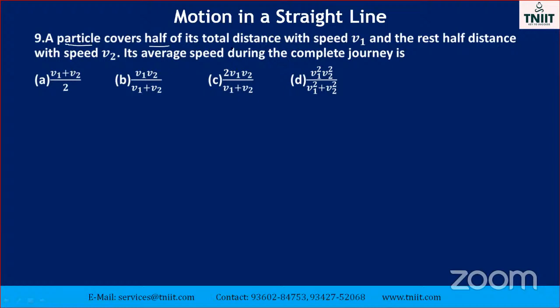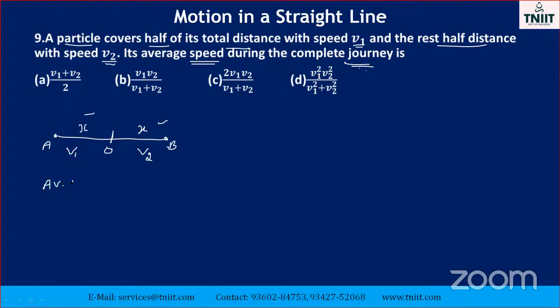A particle covers half of the total distance with V1 and the rest of the distance with speed V2. What is the average speed during the complete journey? Students, as I said, if I say this is A and this is B, half of the journey means the distance traveled from A to O and the distance traveled from O to B are the same. So A to O speed is V1, O to B speed is V2.